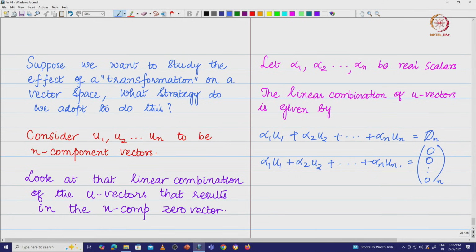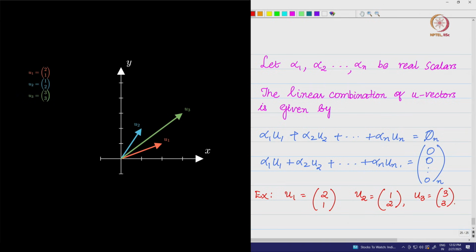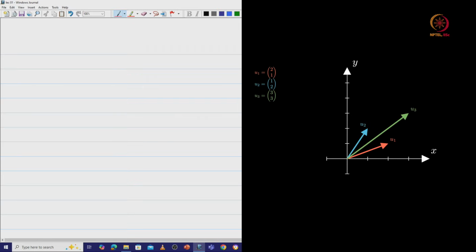So, for example, let us take this example. I am going to look at R2 itself, I am going to look at 2 component vectors so that the idea gets driven very clearly. I am going to take u1 to be equal to 2 1 and let us say u2 is equal to 1 2 and let us say u3 is equal to 3 3. These are the u vectors that I have. So, what I want to do is I want to look at the combination which is going to give me the 0 vector on the right hand side.